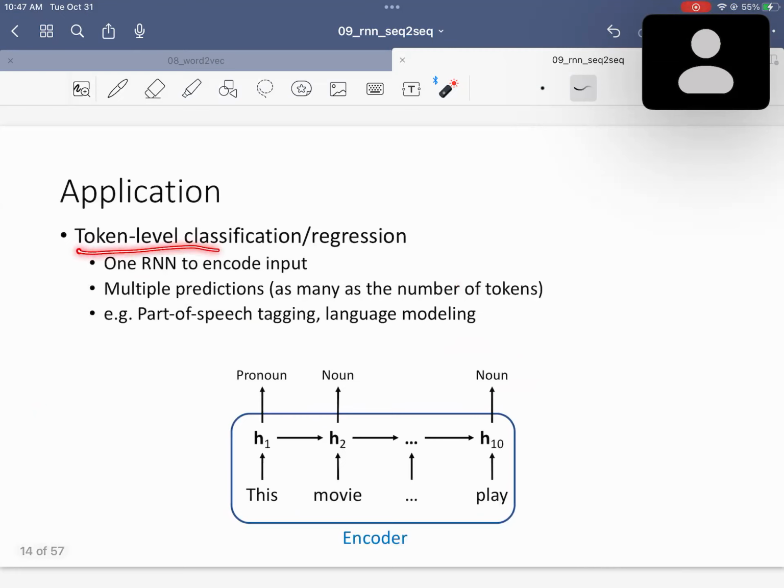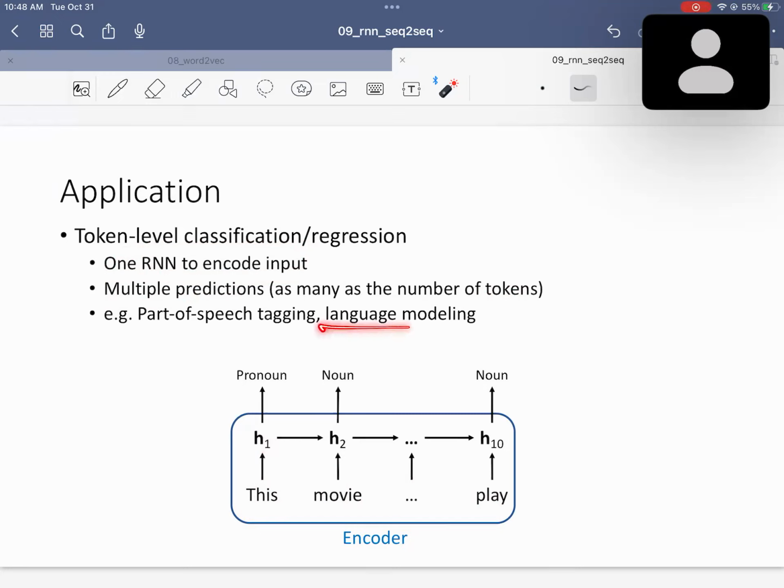Second one is token level classification or regression, or token level prediction, basically. There's one RNN to encode input, and there are multiple predictions happening, as many as the number of tokens. For example, in part of speech tagging, you put all the tokens in your sentence into your RNN, and for each word, you do a classification: whether this is a pronoun, noun, adjective, adverb, preposition. It's a multi-class classification for each hidden vector, one multi-class classification.